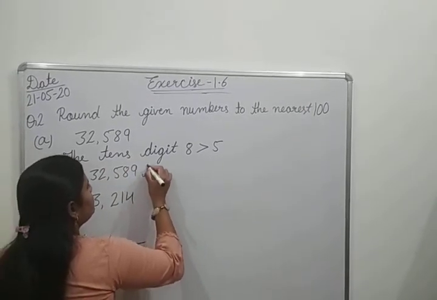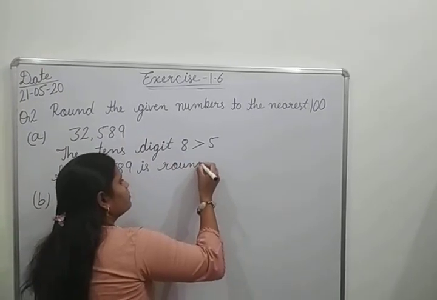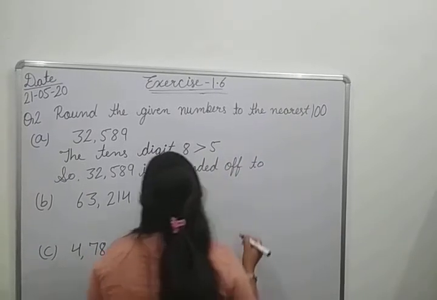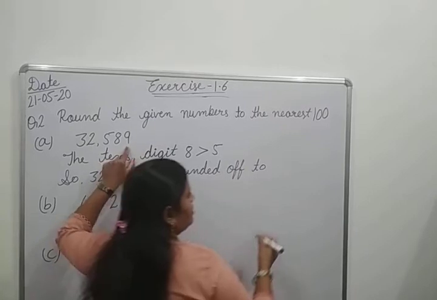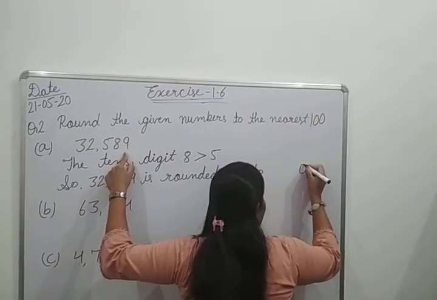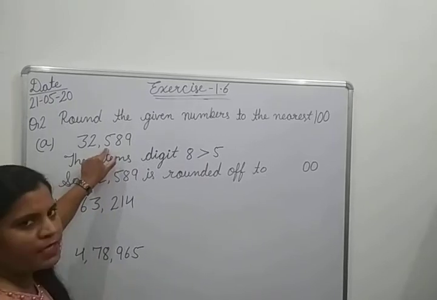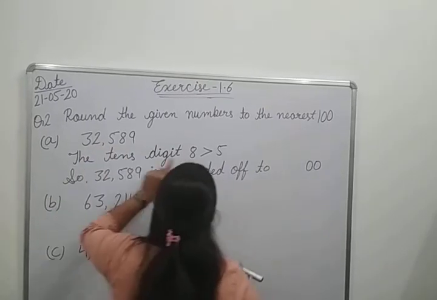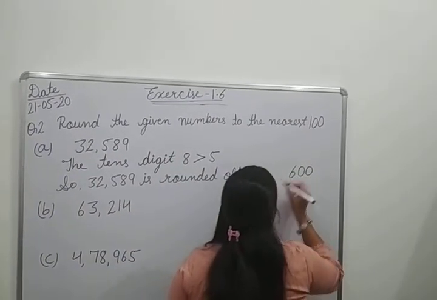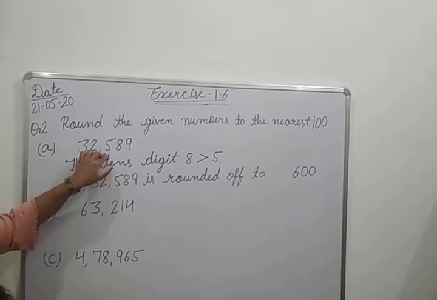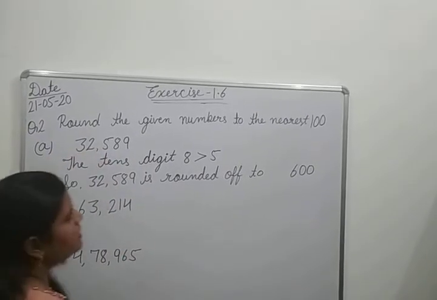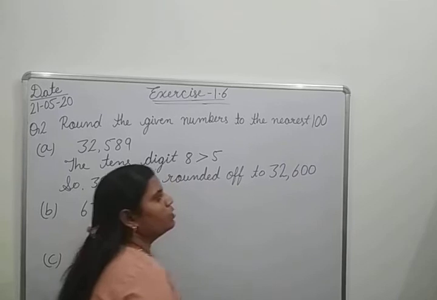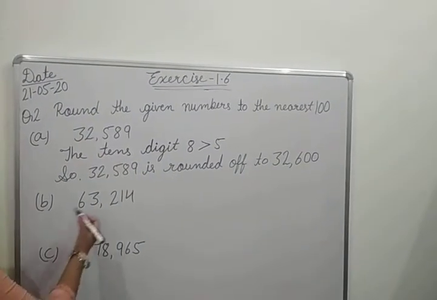Now, so 32,589 is rounded off to, what we do? We write here 0 on the ones place and tens place also we write 0, and the hundreds digit is 5. What we do? Increase 1. Why? Because our tens digit is greater than 5. So when we increase 1, what we get? 6, and the remaining digits we will write same. It means 32,600.